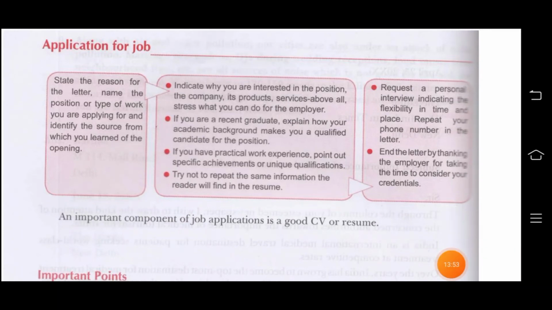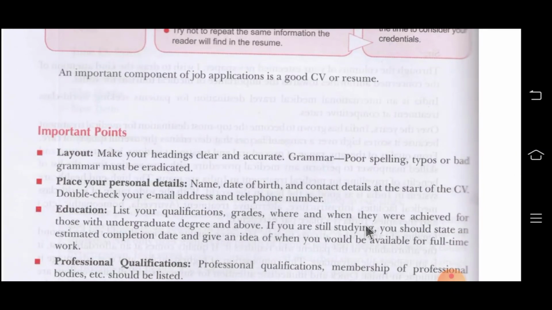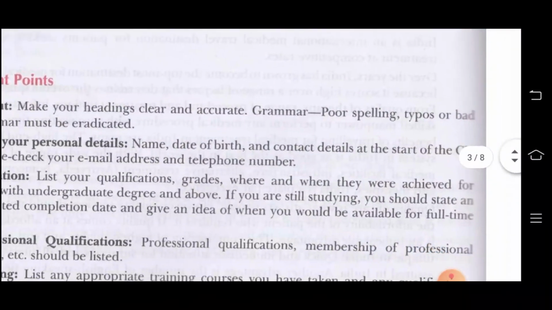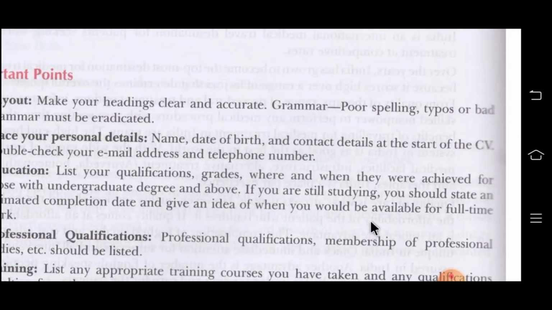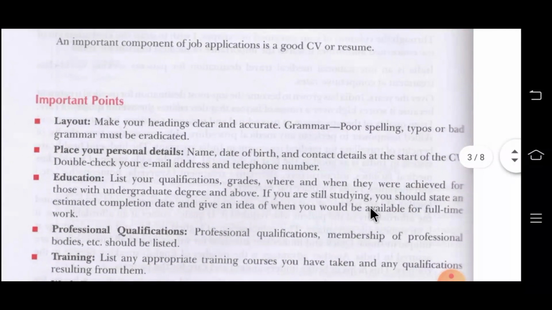So let us see some important points. What you have to look at, you have to be careful at the time of writing your CV. First of all, layout. Make your heading clear and accurate. Poor spelling, typos or bad grammar must be eradicated.